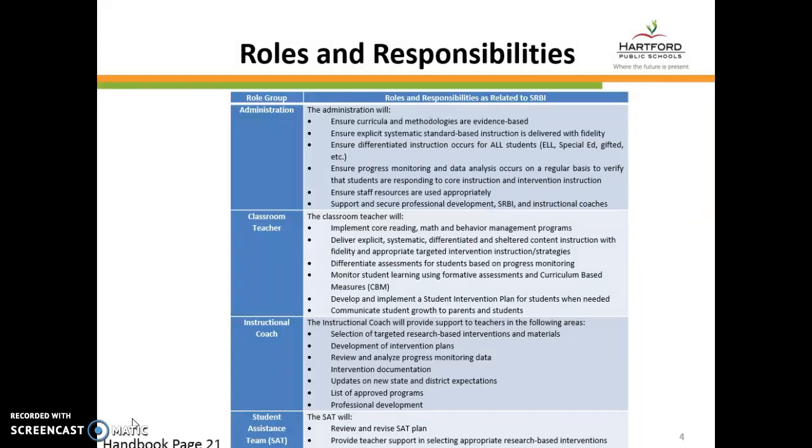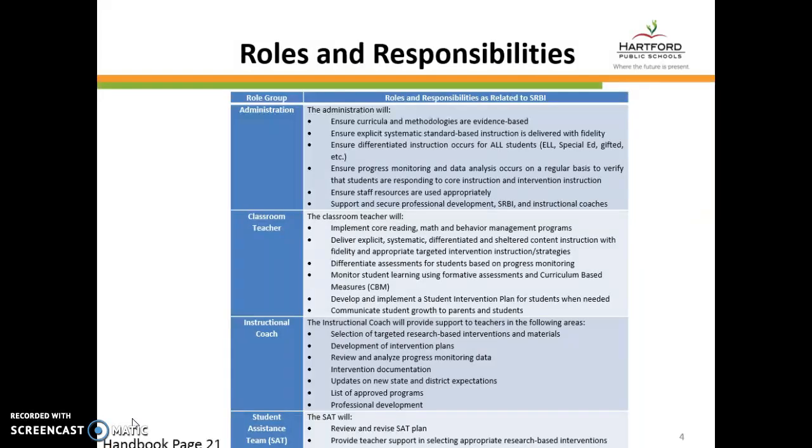The classroom teacher's role is specific to implementing the core reading, math, and behavior management programs. They're the ones that deliver explicit, systematic, differentiated, and sheltered content instruction with fidelity, and appropriate targeted intervention instruction and strategies. They need to differentiate assessments for students based on progress monitoring, and also monitor student learning using formative assessments and curriculum-based measures. They develop and implement a student intervention plan for students when needed, and they communicate student growth to parents and students.